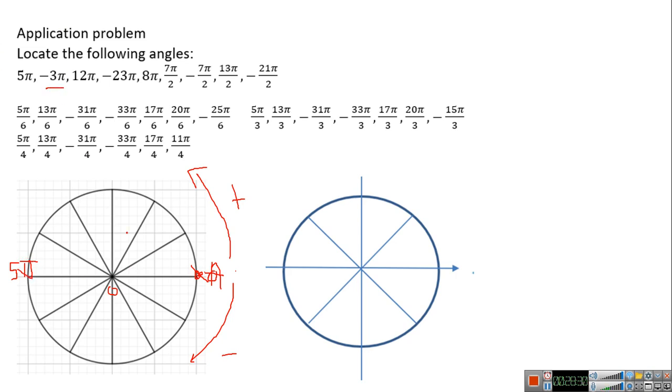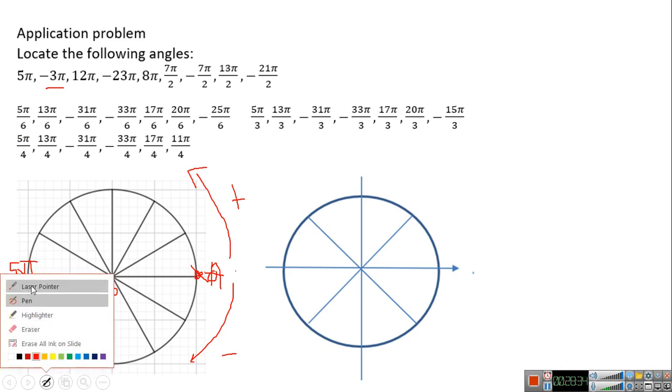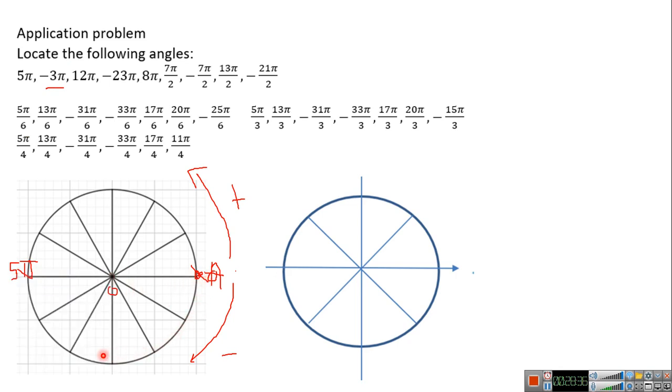I want minus 3 pi. Minus 3 pi, you move negative now: minus pi, minus 2 pi, minus 3 pi. 12 pi directly is point A. Minus 23 pi, odd, will be this point here. 8 pi will be here at point A.